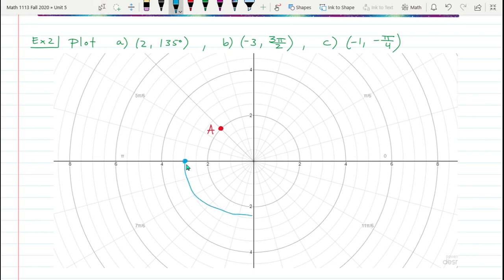1 pi over 2, 2 pi over 2, and 3 pi over 2. So this is where point B is. Okay, hopefully that makes some sense.